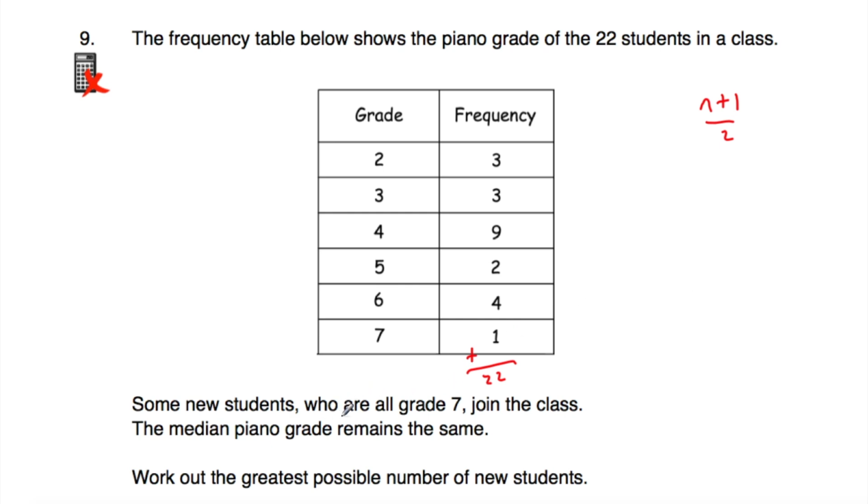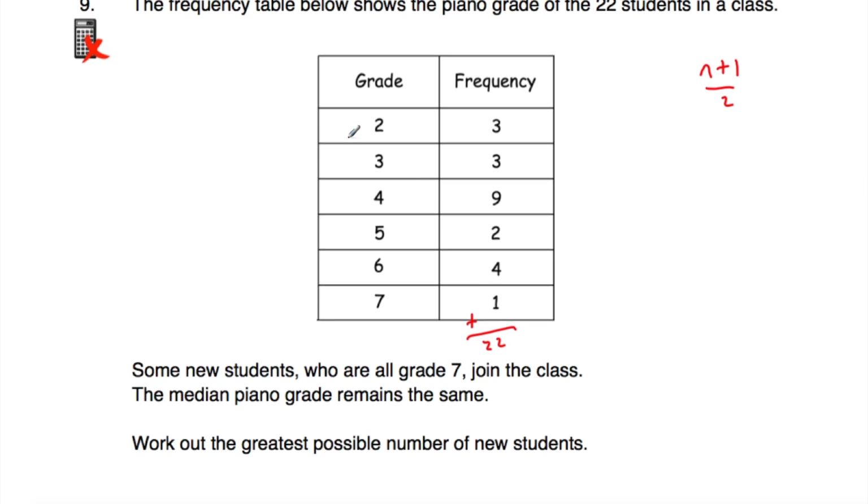And the median piano grade remains the same. So after they join the class, the median doesn't go up, it actually remains the same. The question says work out the greatest possible number of new students. That makes sense, because if 100 students joined the class, it would be a big class, but then obviously the median would change. So there's going to be a certain number of students who can join the class, but the median will stay the same. So let's start off by finding the median to begin with.